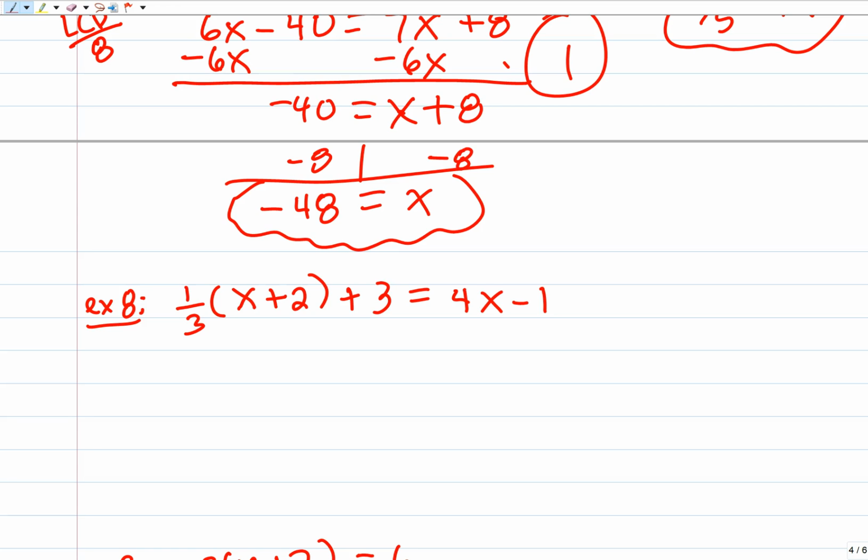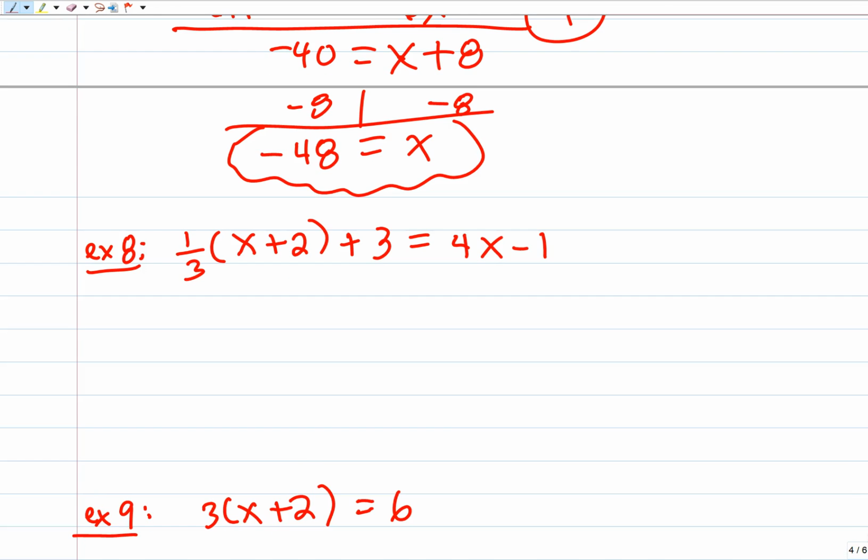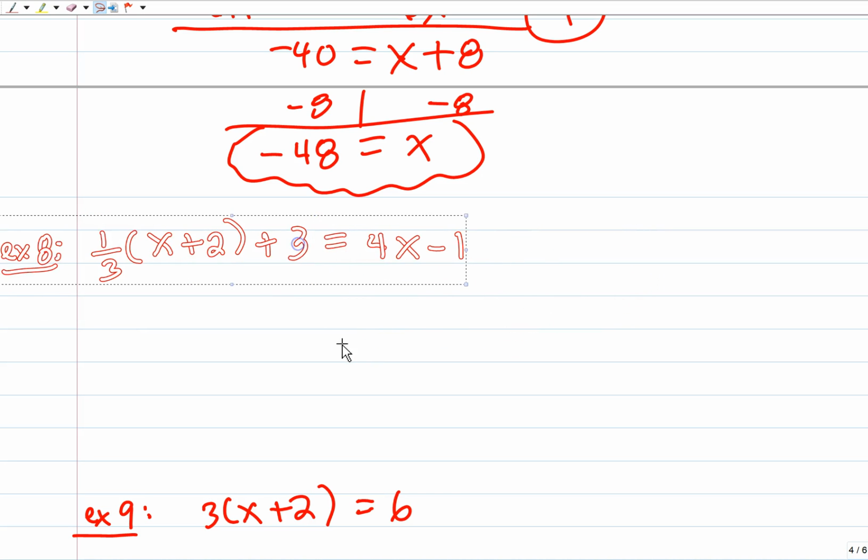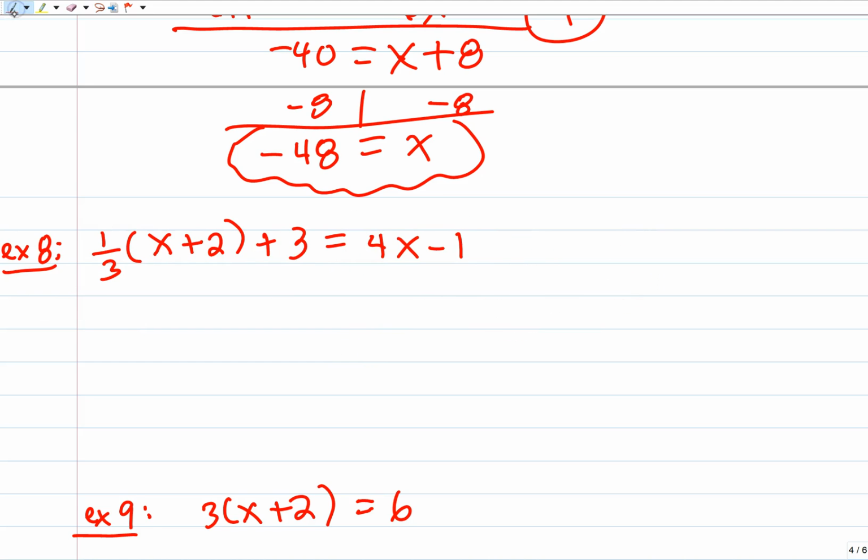So you got a couple choices on example 8. And so I tried to leave some space. Let me scoot this over. Because what I would do is I would clear that fraction first. There's only one fraction we have to deal with here, right? So how would you deal with the 1/3? What would you multiply everything by?